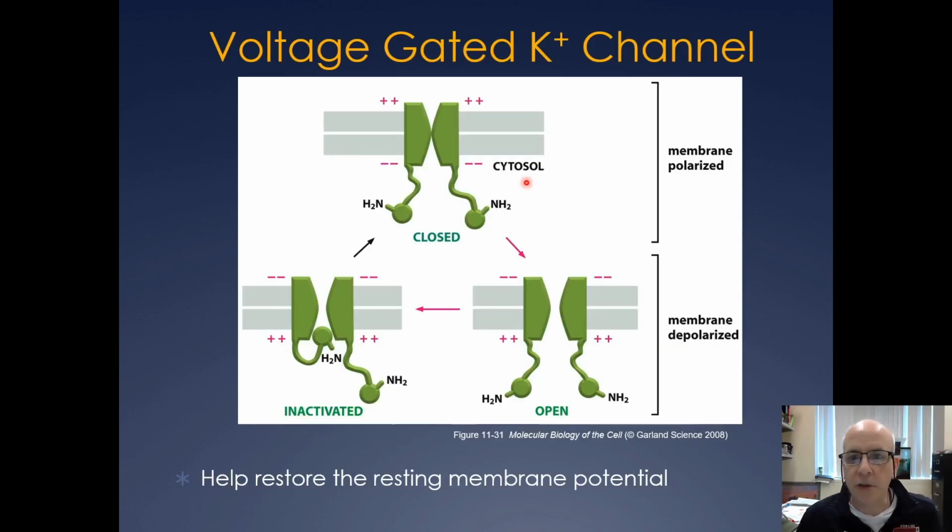You also have voltage-gated potassium channels. Here's just a schematic of one. Normally it's in its closed state. When the membrane gets depolarized, it opens up. Potassium can then flow out, and the membrane gets repolarized, and it enters an inactive state where it's plugged, and then it'll go back to its normal resting closed state. All right, very similar to the sodium channels.